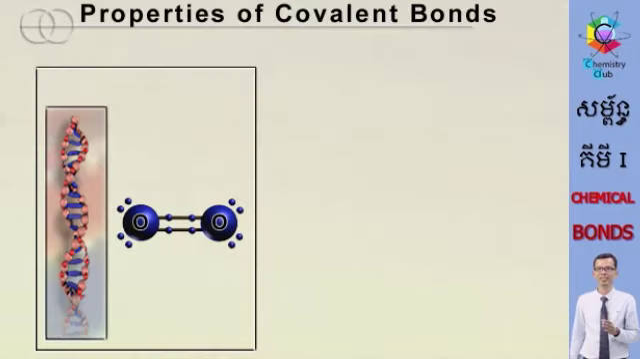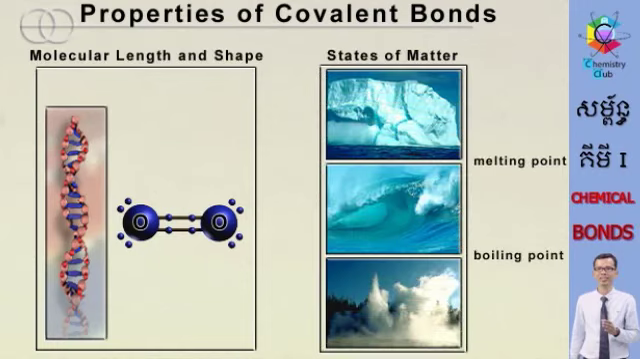Molecules show diverse properties, including molecular length and shape, states of matter, polarity, and melting and boiling points, all of which are due to the sharing of electrons in a covalent bond. Molecules may be simple and contain as few as 2 atoms, such as the oxygen molecule, or they may be complex and contain millions of atoms, such as the double helical DNA molecule that determines genetic inheritance.